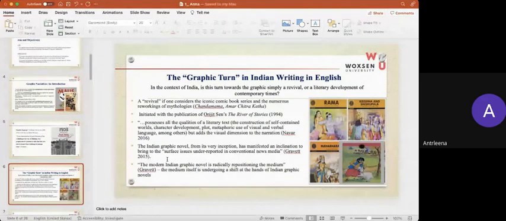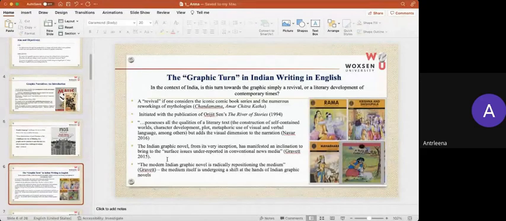So Pramod Kapoor tries to say that this is a very important genre in Indian writing in English, and he's trying to say that it possesses all the qualities of a literary text. It is no different from a literary text, except that it also has images for you to interpret. So in a way, if you take my opinion, it just makes the text more interesting.